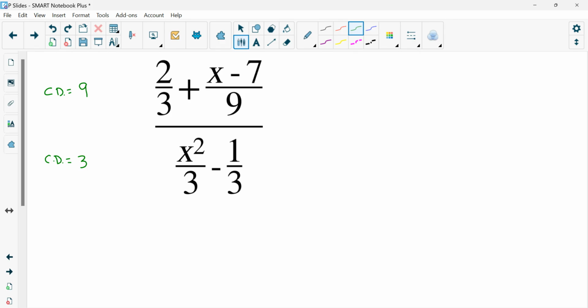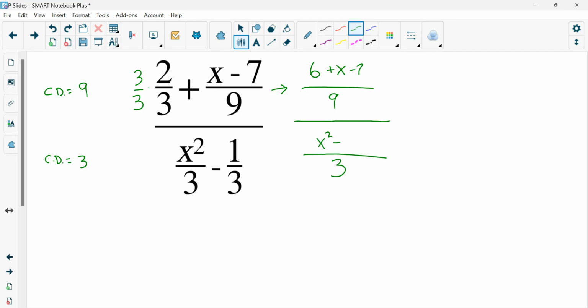But we do have to multiply the first fraction in our numerator by 3, because we need that to become a 9. 3 times 3 is 9. So that would give us 6 over our common denominator on the bottom, 9. So 3 times 2 is 6. And then plus x minus 7 over our common denominator on the bottom, 3. And we'd have x squared minus 1 along our top.